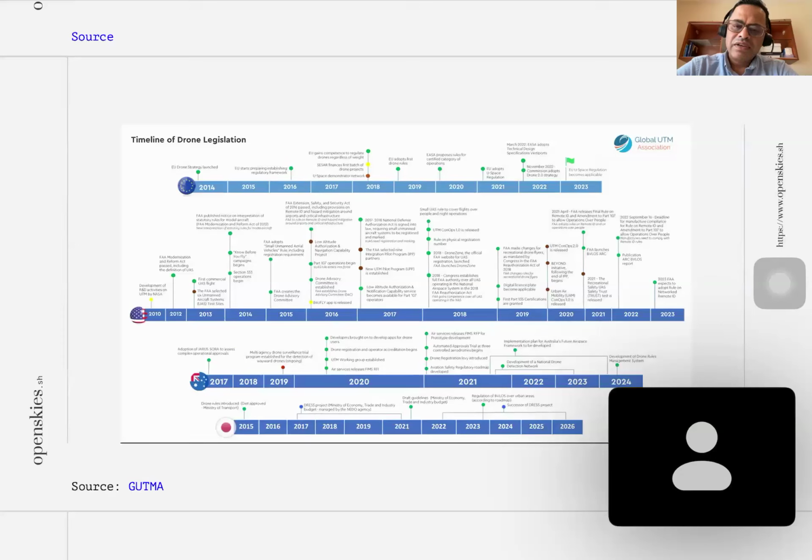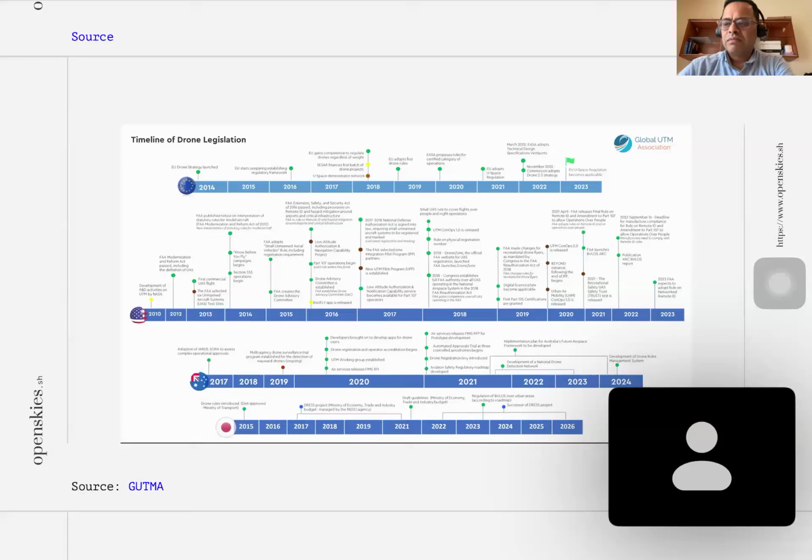And finally, before I get to the OpenUTM side, I would really encourage you, if you have an interest, to go to the website of an organization called GUTMA. I'm on the board of it. It's the Global UTM Association. And this is just some example of what they do. They do many, many things.